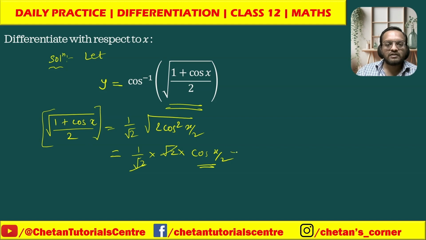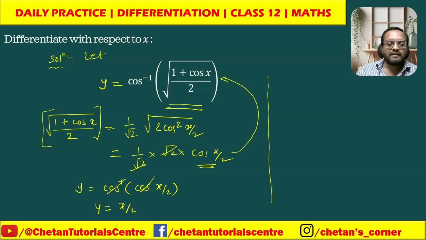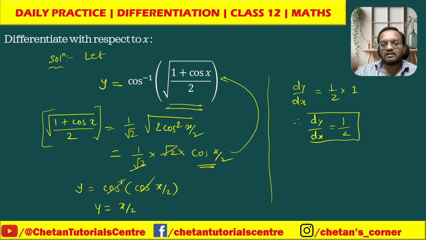So I will put this cos x by 2 in this bracket. So what I will get? y is equal to cos inverse of cos x by 2. Now this cos inverse and cos will get cancelled. So what I will get? y is equal to x by 2. And when I differentiate this y is equal to x by 2 with respect to x, then what I will get? dy by dx is equal to 1 upon 2 into 1. So the derivative of y with respect to x will be 1 upon 2, which is our required answer.